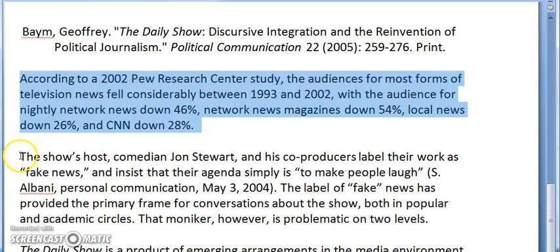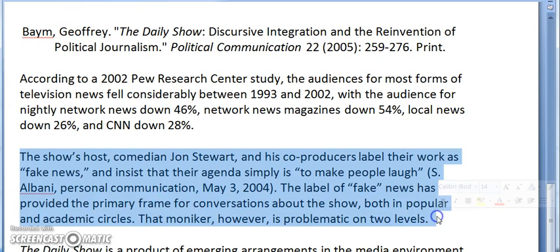Let's look at the next one. The show's host, comedian Jon Stewart, and his co-producers labeled their work as fake news and insist that their agenda simply is to make people laugh. And there's an internal citation. The label of fake news has provided the primary frame for conversations about the show, both in popular and academic circles. That moniker, however, is problematic on two levels. Can you figure out what kind of source this is? This last sentence kind of gives the game away.